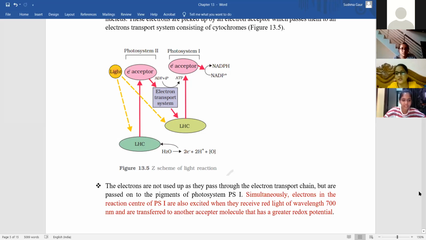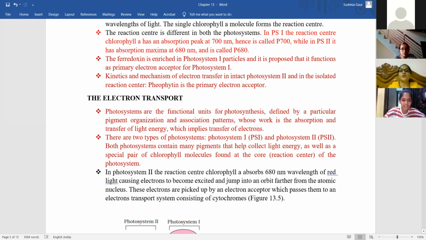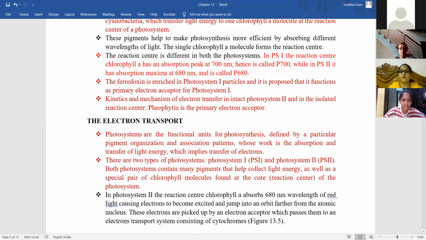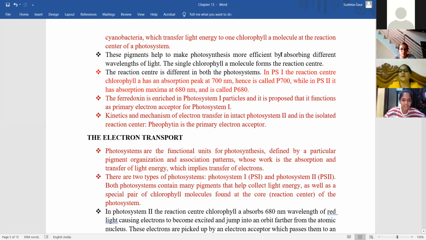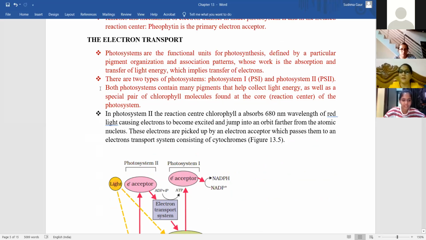Okay, so now let's concentrate on the theory. So what are photosystems? Photosystem 1 and photosystem 2 are the functional units for photosynthesis. They are defined by a particular pigment organization and associated proteins whose work is absorption and transfer of light. So they are two. They will have two light harvesting complexes and two electron acceptors. So there are 2 types of photosystem, photosystem 1 and photosystem 2. Both photosystems consist of many pigments that help to collect light energy, as well as a special pair of chlorophyll molecules found at the core reaction center.